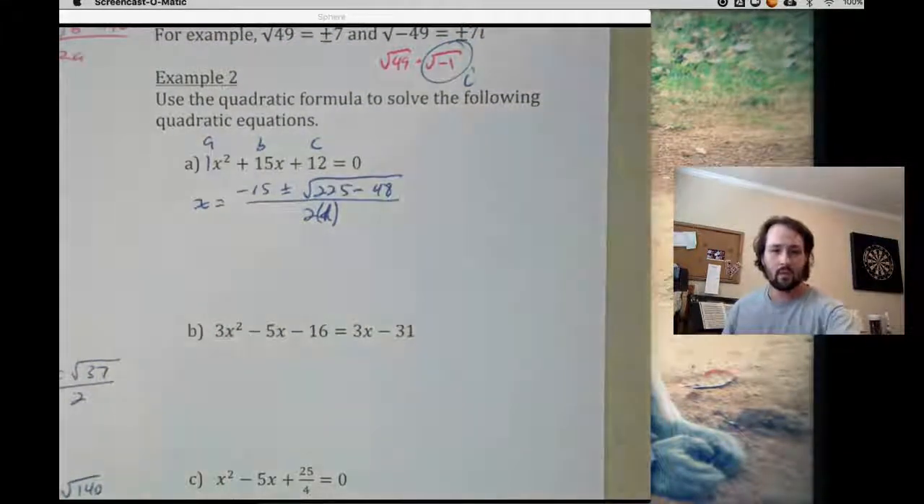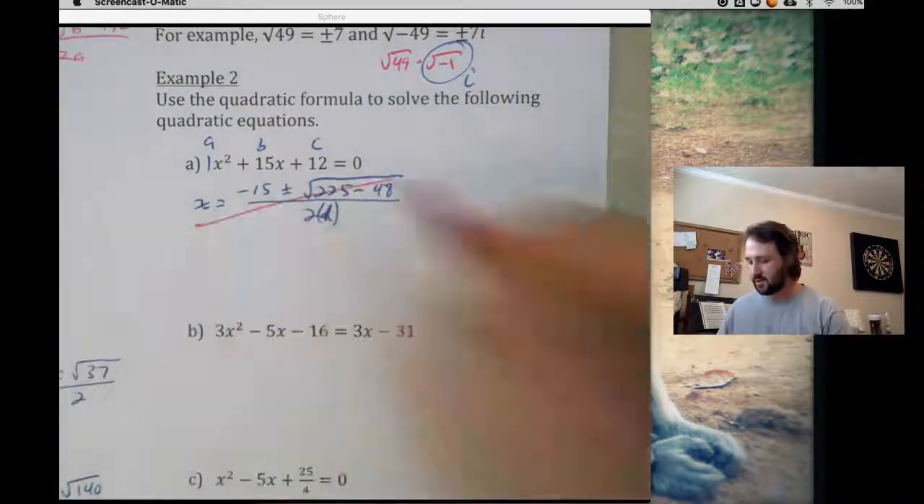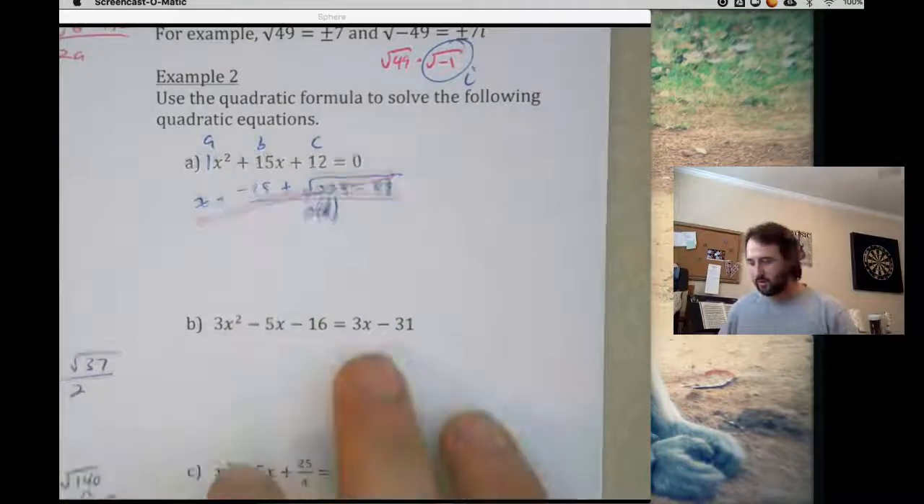Right? Well, I messed up. Sorry. I was trying to make one with imaginary solutions. This one actually doesn't have them. So we're just going to skip it for now. That's just more of the quadratic formula.